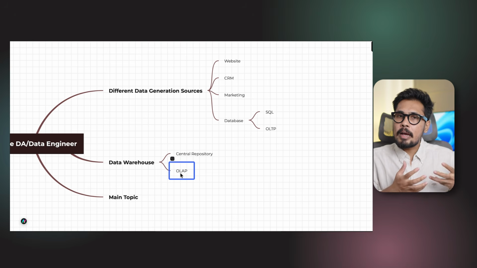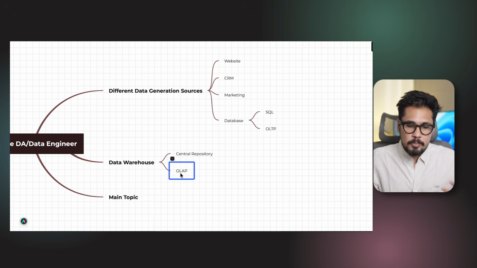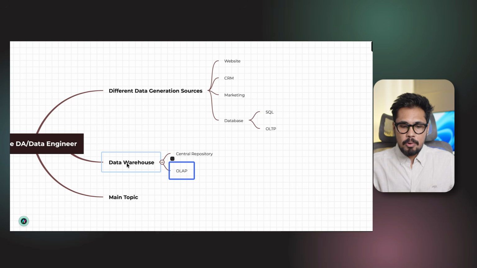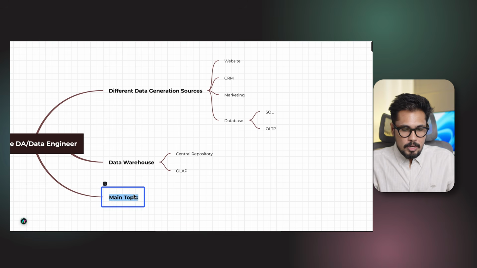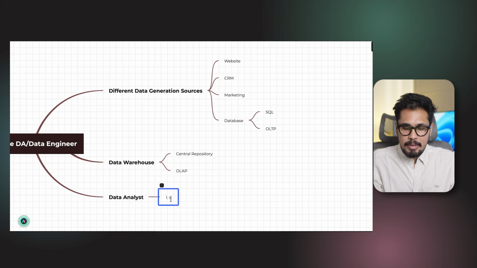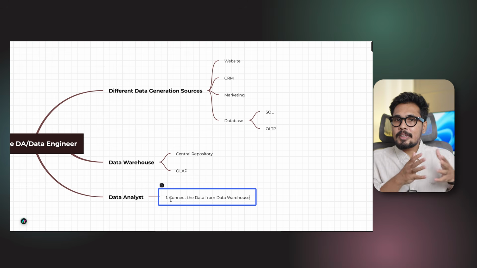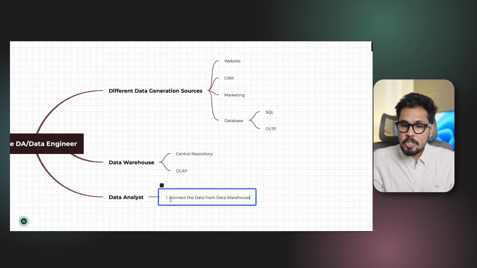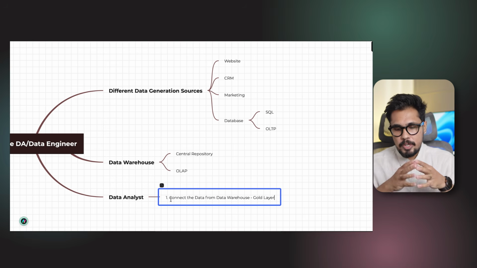Where exactly does a data analyst work on OLAP systems? A data analyst is going to collect the data from a data warehouse. So there are OLAP systems, or data warehouses, and a data analyst connects to the data from the data warehouse, and especially in a data warehouse, we call it a gold layer. I'll be explaining in 2 minutes what a gold layer is.